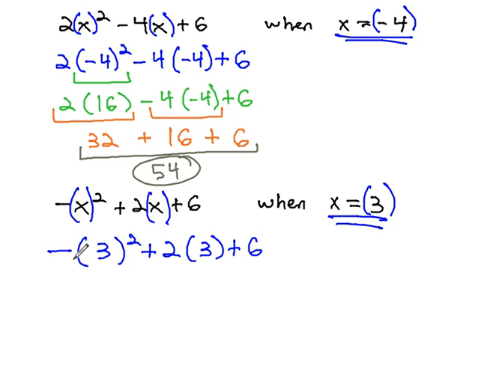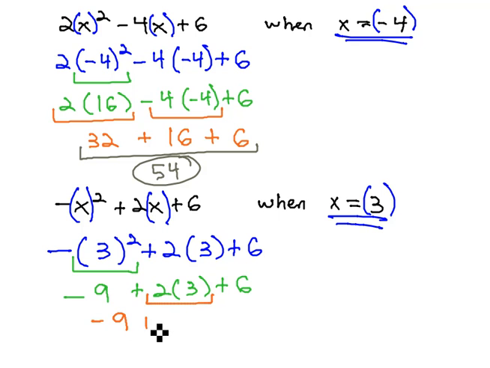This time, when we get to the exponent stuff, we're only getting to square the 3, not the negative. The negative stays there, and 3 squared is 9, plus 2 times 3, plus 6. Now we can continue by multiplying 2 times 3, giving us negative 9, plus 6, plus 6. And finally, we can add our expression together, giving us our final answer of 3.